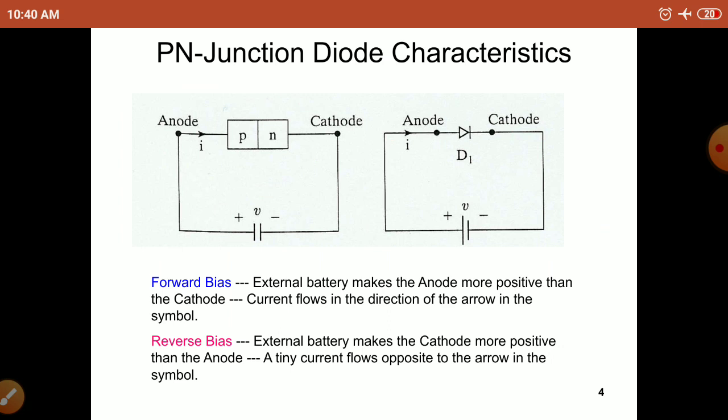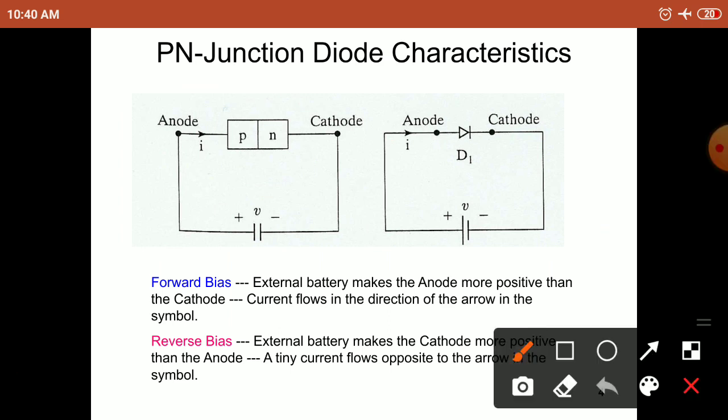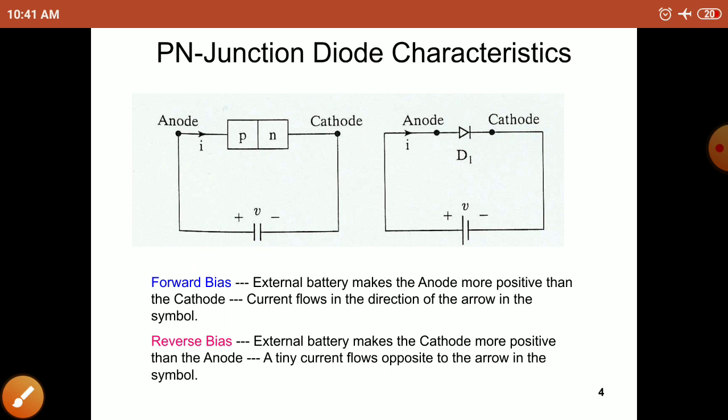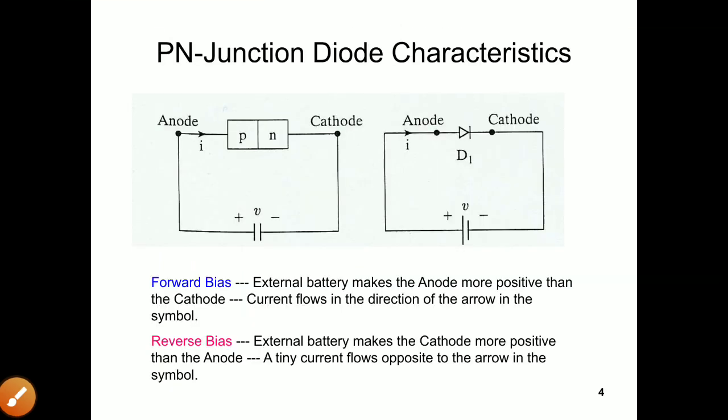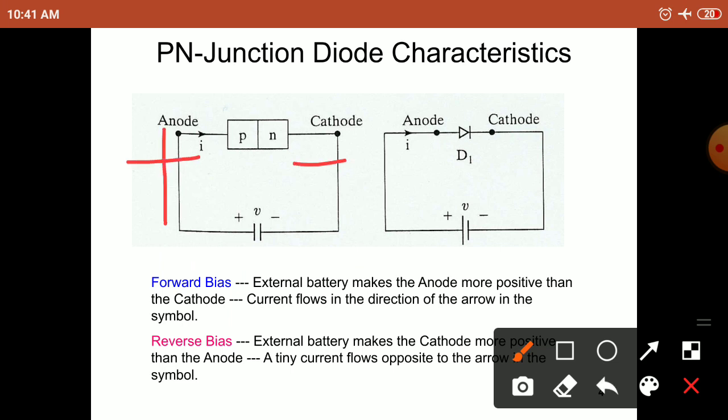The external battery connected to the diode makes the anode more positive. Look at this: the positive terminal of the battery is connected to the anode, and the negative terminal is connected to the cathode. The external battery makes the anode more positive than the cathode. Whenever the polarity of the anode is more than the polarity of the cathode, current starts flowing through the diode. The switch is closed; that is forward biasing. Forward biasing means the current is flowing from here to here, that is why it is forward bias.